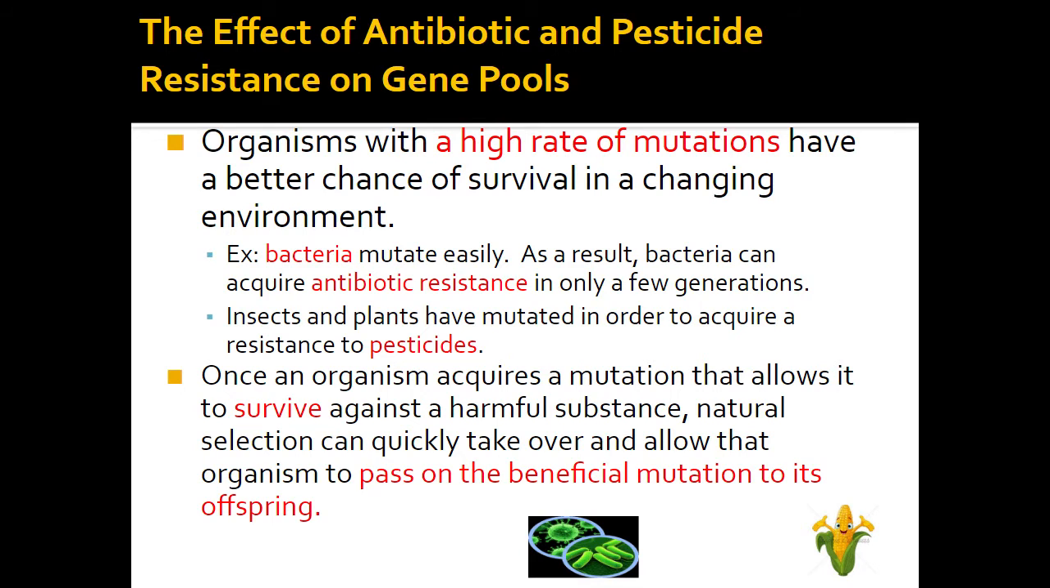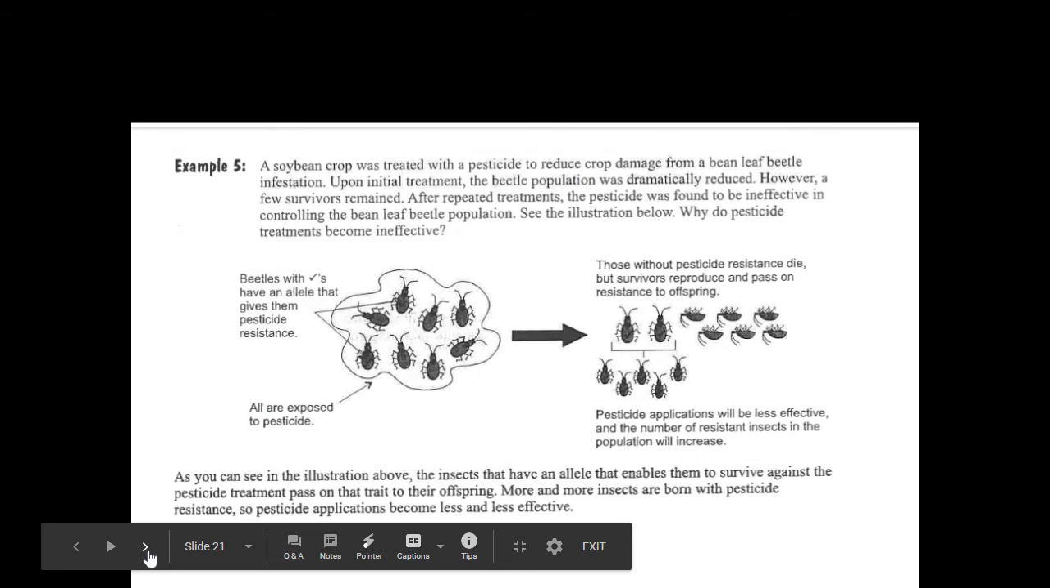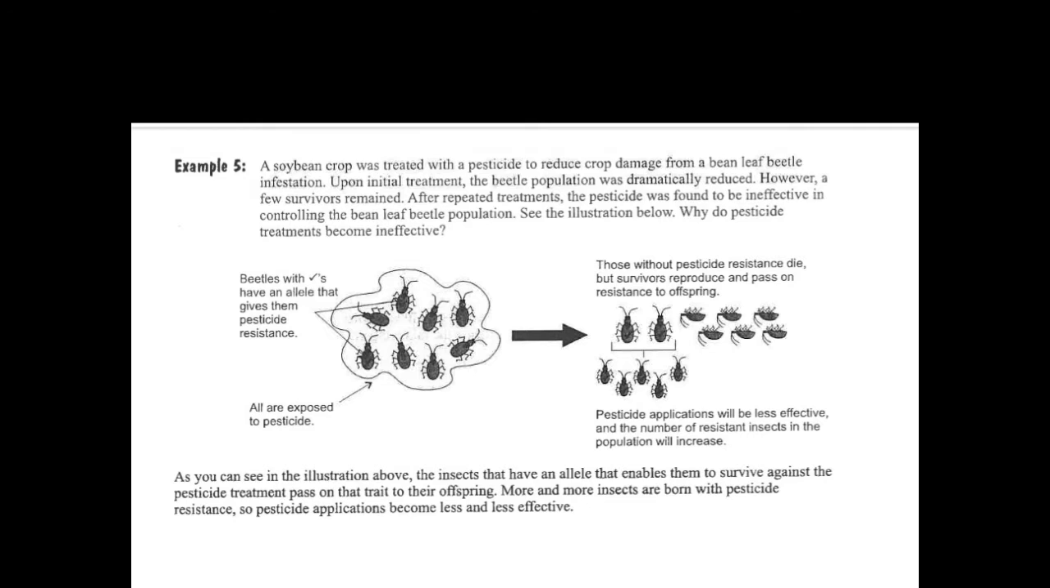Okay, same thing if you're a farmer and you're trying to get rid of pests on your plants. So we have an example. A soybean crop was treated with a pesticide to reduce crop damage from a bean leaf beetle infestation. Upon initial treatment, the beetle population was dramatically reduced. However, a few survivors remained. After repeated treatments, the pesticide was found to be ineffective in controlling the bean leaf beetle population. See the illustration below. Why do pesticide treatments become ineffective?